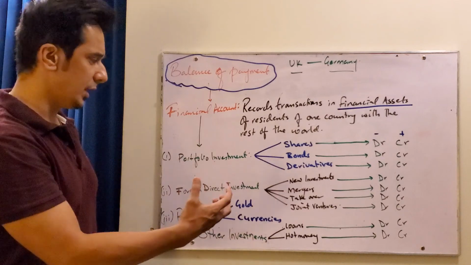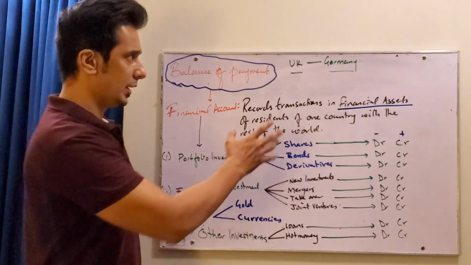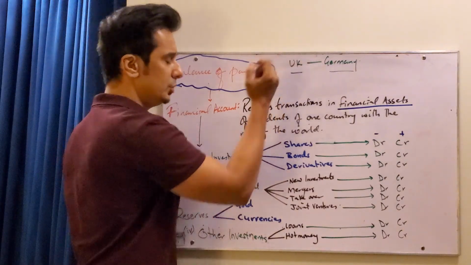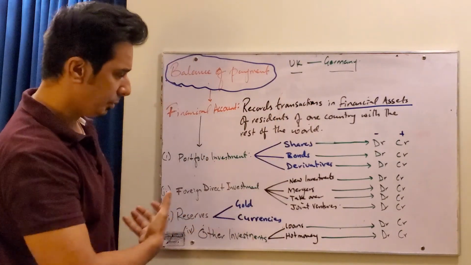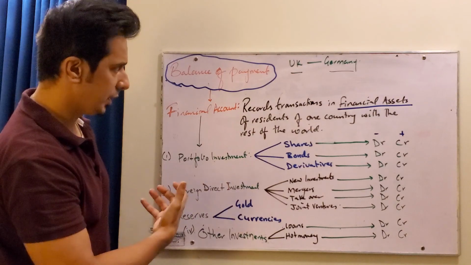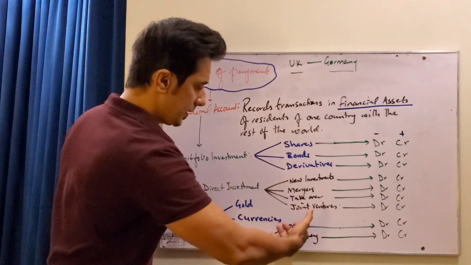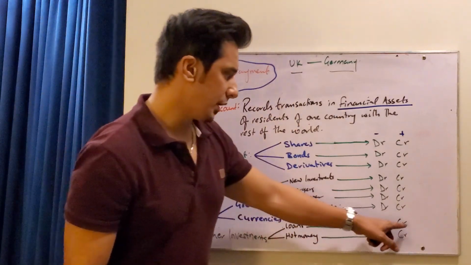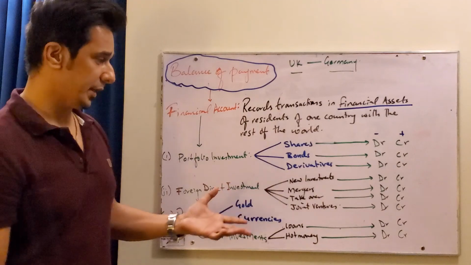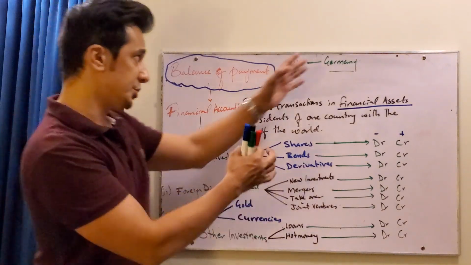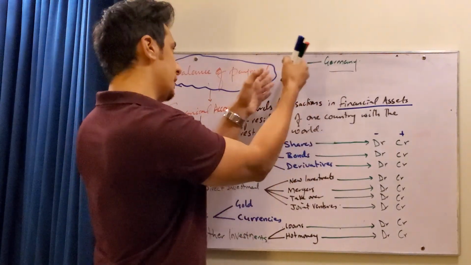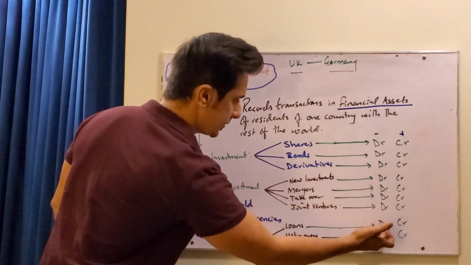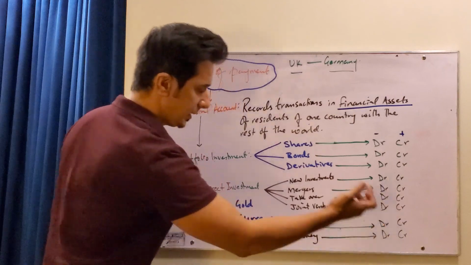Let's suppose Germany acquires a loan from the UK. Germany borrows money from the UK. So this would be recorded as a credit because money is coming into the economy. Similarly, if Germans lend money to UK residents, this would be an outflow from Germany, so this would be recorded as a debit.